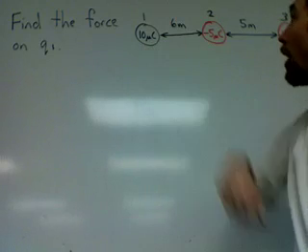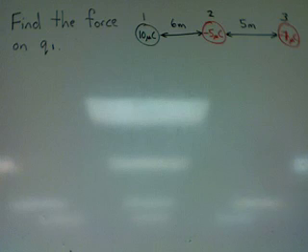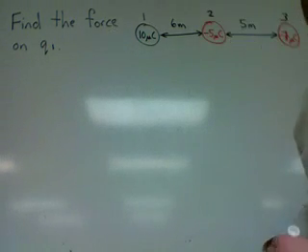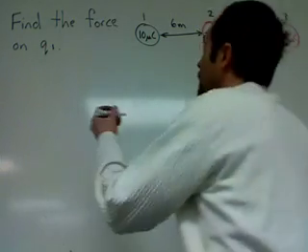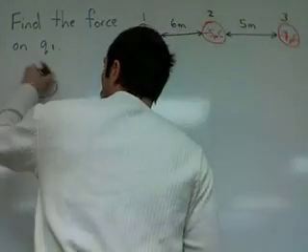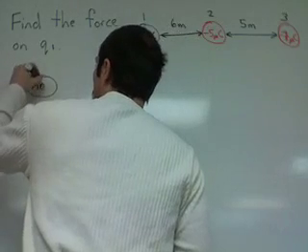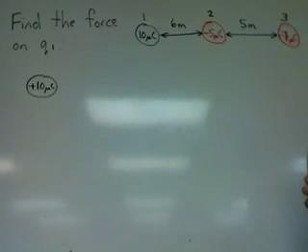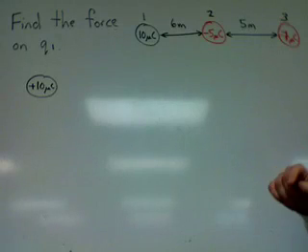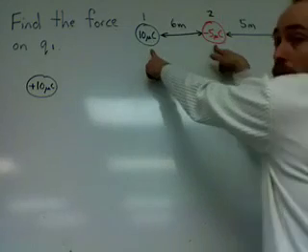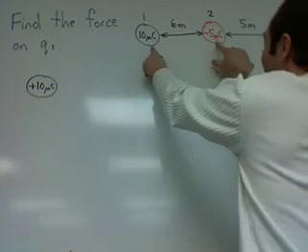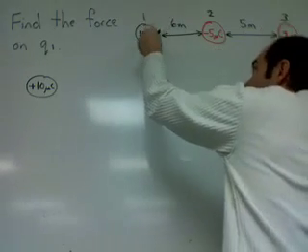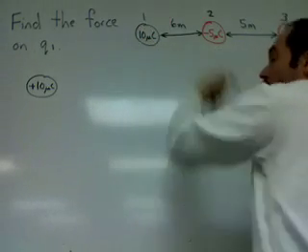Anytime I ask you to find force, the first thing we should always do is draw our free body diagram. So let's draw a free body diagram. Here is my positive 10 microcoulomb charge, okay? If I do the forces acting on it, these two charges are oppositely charged, so they are going to attract. That means the force acting on this one is going to point to the right.